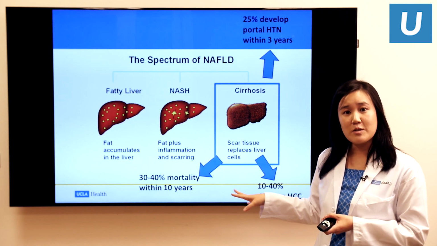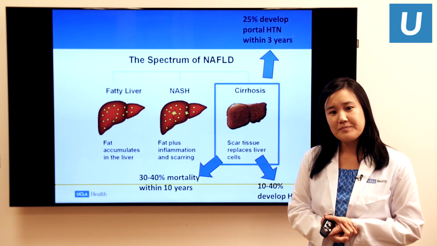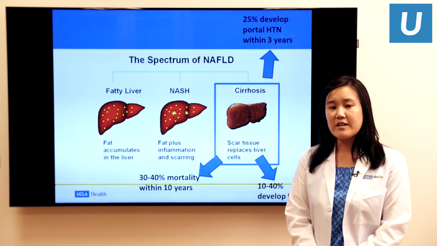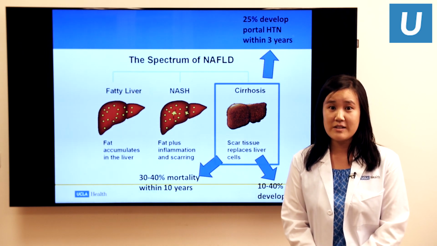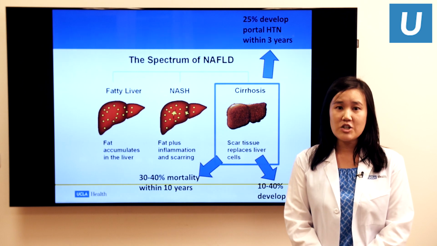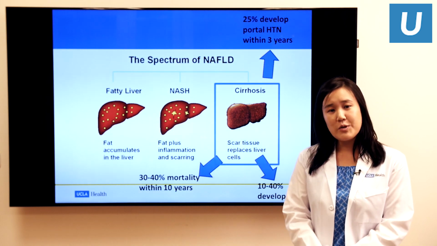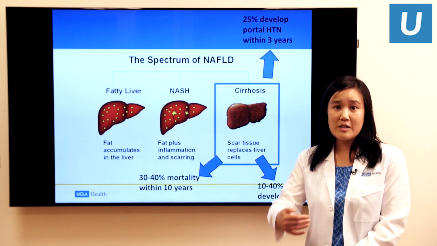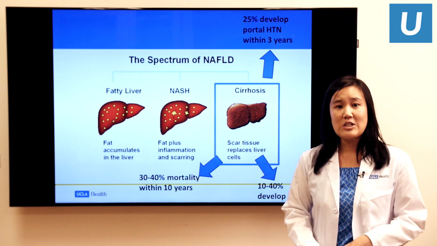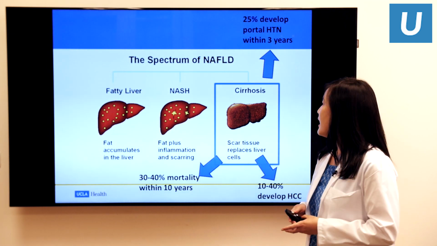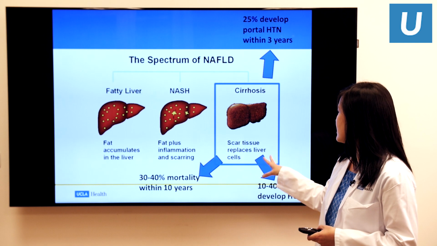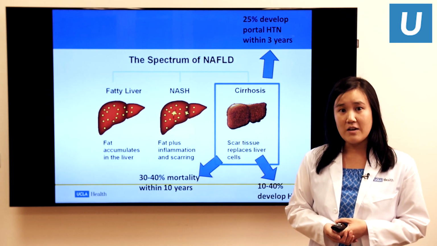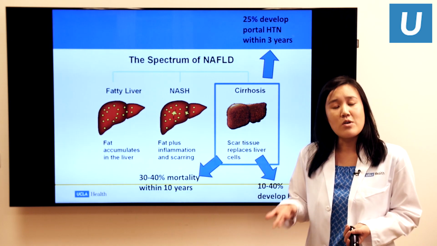Once a patient develops cirrhosis, the statistics are grim. Once a patient has cirrhosis, 25% of patients will develop portal hypertension within 3 years of diagnosis. Portal hypertension can lead to problems including fluid accumulation in the abdomen, which is known as ascites. It can lead to bleeding problems, including vomiting blood, and it could also lead to an enlarged spleen. In addition, once a patient has cirrhosis, about 10 to 40% of patients can develop HCC, or hepatocellular carcinoma, or liver cancer.